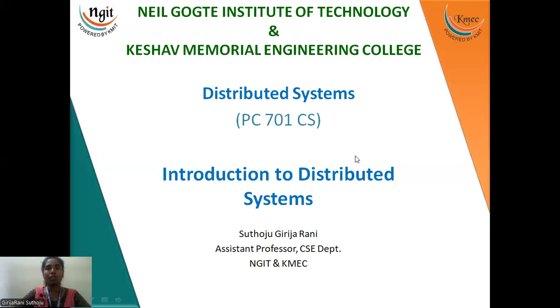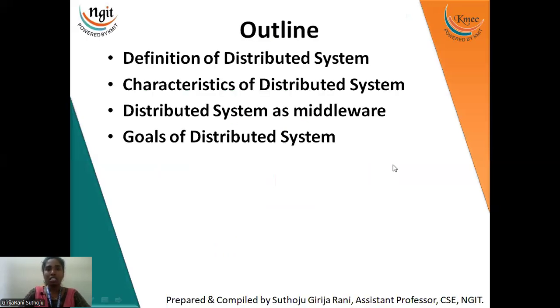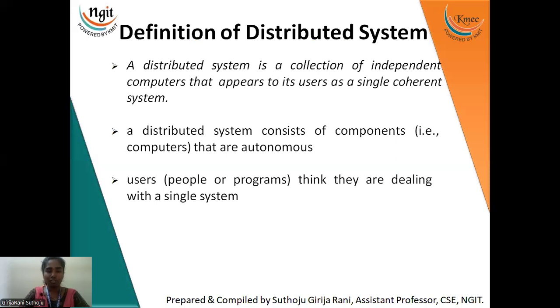Now, the first topic which we are going to discuss today is introduction to distributed systems. In this, the outline is, first, the definition of distributed systems; next, the characteristics; and the third is how a distributed system acts as middleware. And at last, we are going to close with the goals of distributed systems, right? So let us move with our first part, that is the definition of distributed systems.